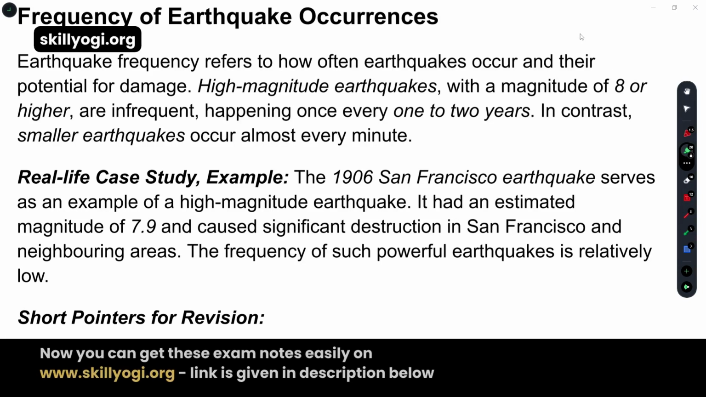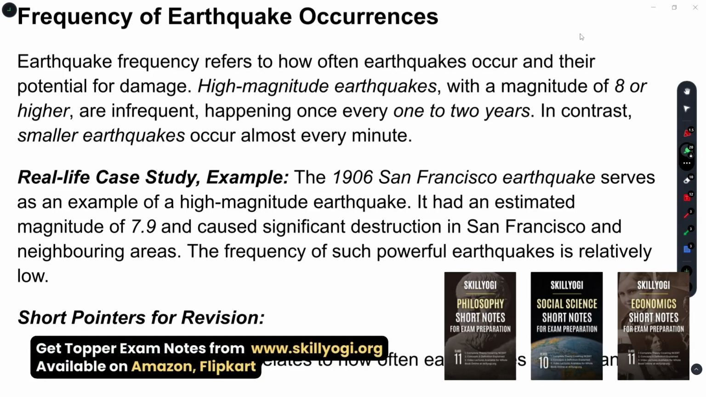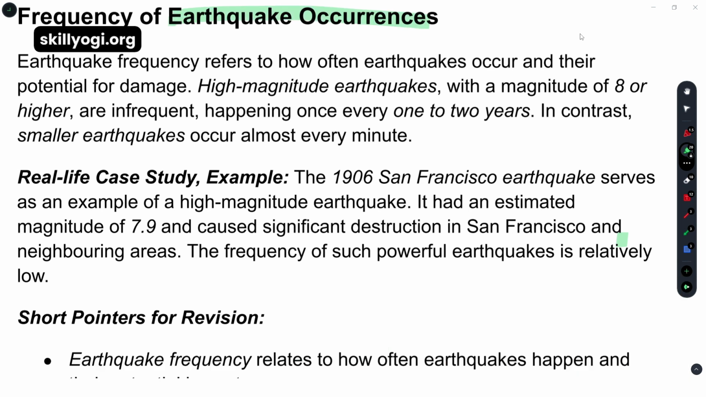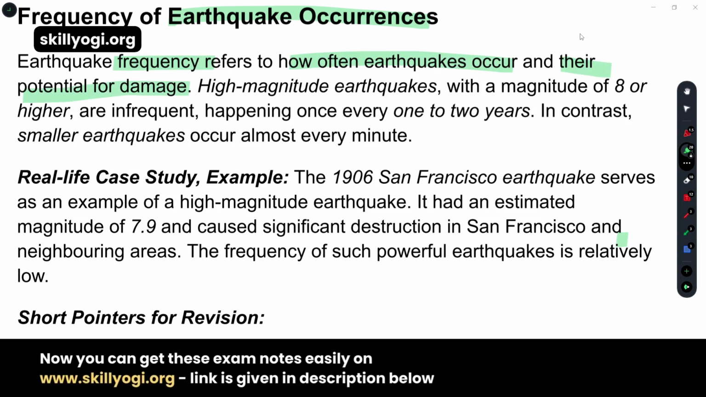Come to the next paragraph, where we have information about the frequency of earthquake occurrences. How long the earthquakes are happening, and in which places, the earthquake-prone areas. So earthquake frequency refers to how often earthquakes occur, and their potential for damage, because we can't have earthquakes in all the places.